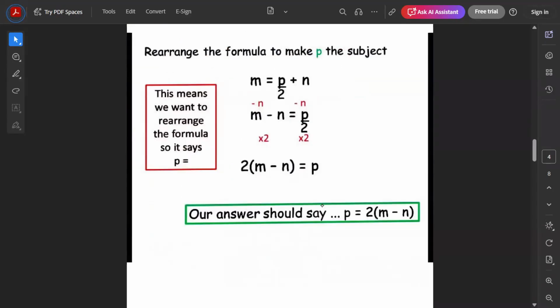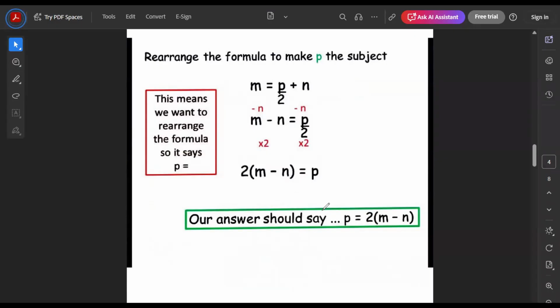Here is another example. Rearrange the formula to make P the subject. Now, in these kinds of questions, there is one very common mistake which students make. They directly multiply this 2 with M like this, but this is totally incorrect. This 2 cannot multiply with M because it is only the denominator of P. It is not the denominator of M.